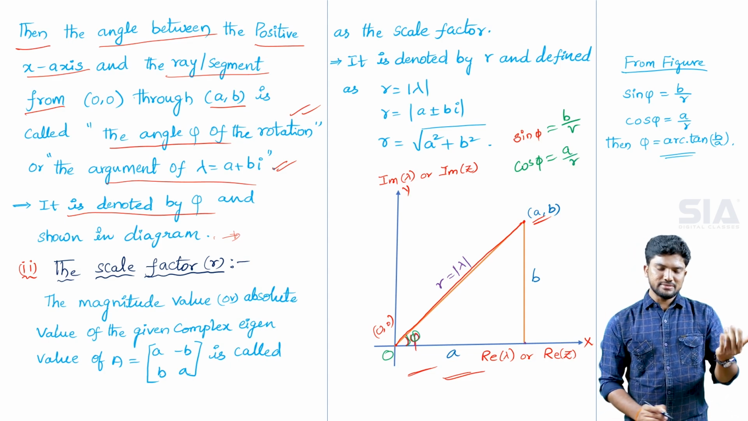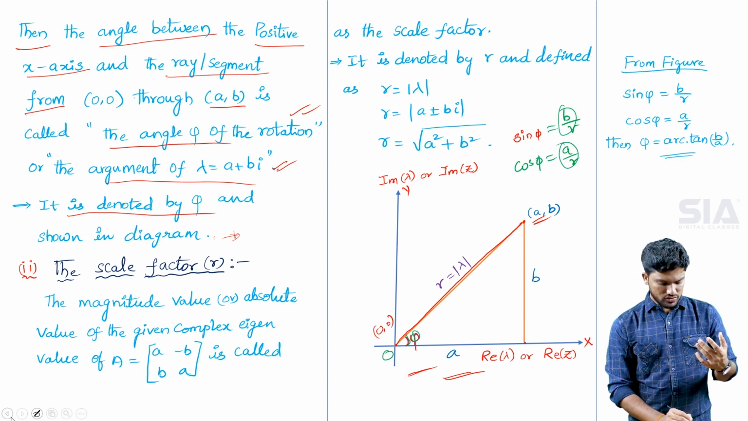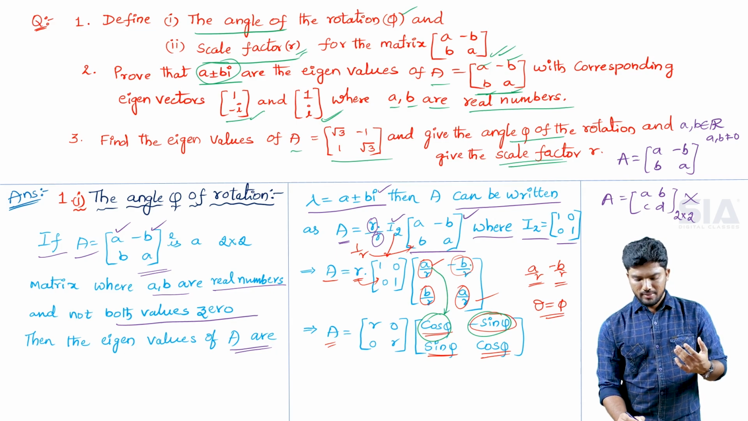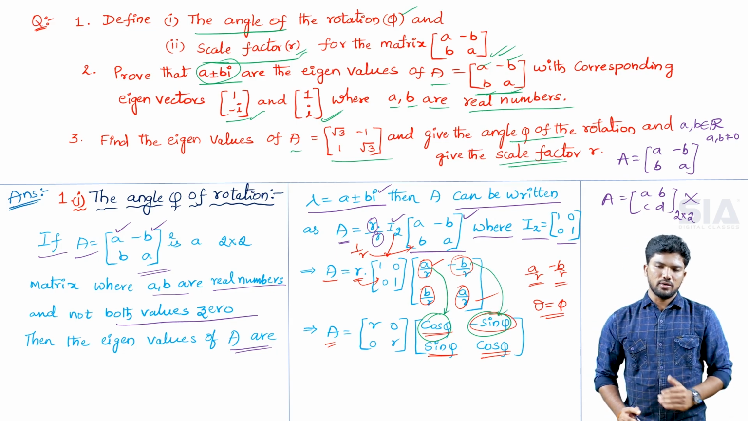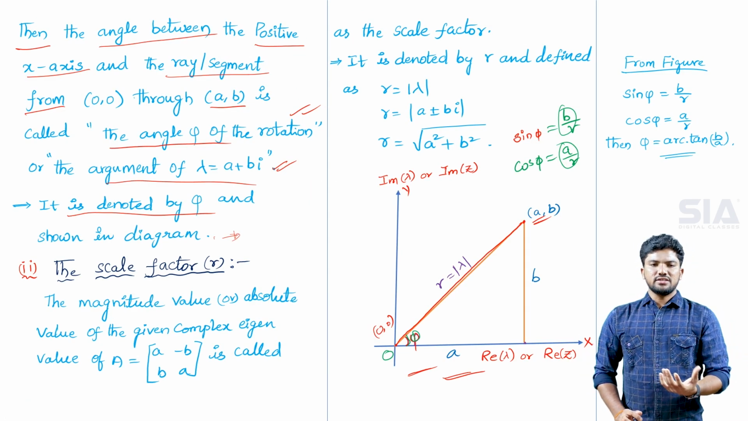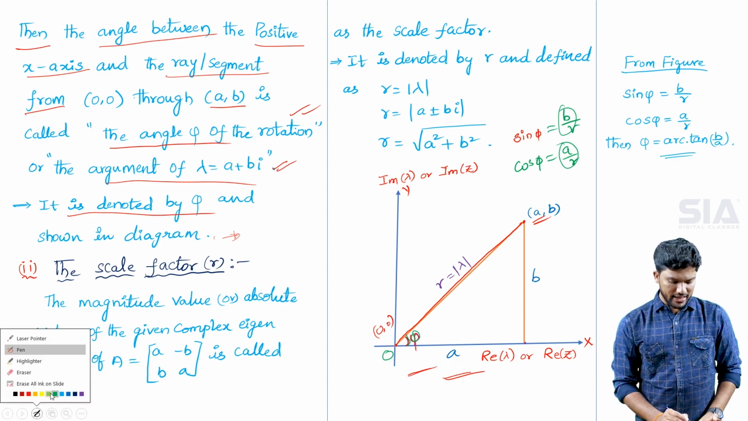So in the previous matrix, in place of b by r and a by r, we have written cos phi, minus sin phi. In that format only, a by r, minus b by r, we have written cos phi, sin phi. Therefore whenever we are talking about the angle of rotation, we can take the values in that format. So that is the definition regarding the angle of rotation.